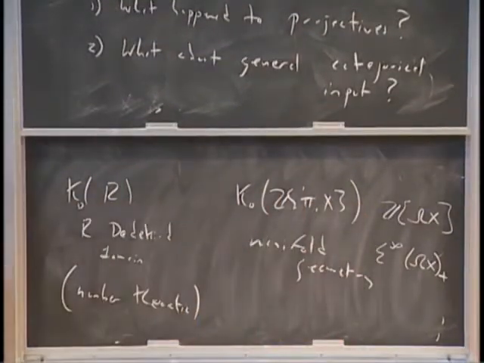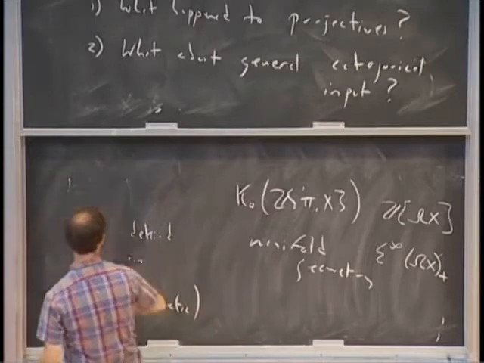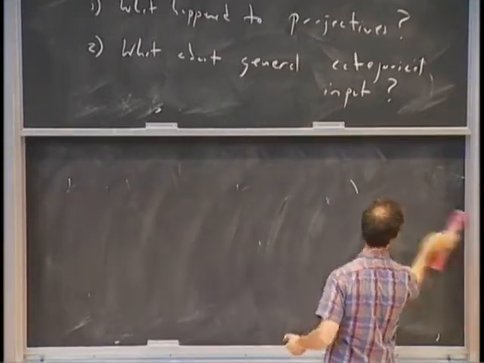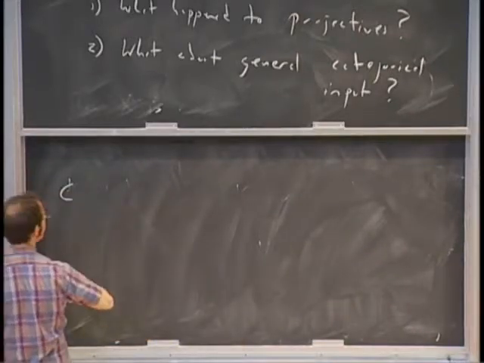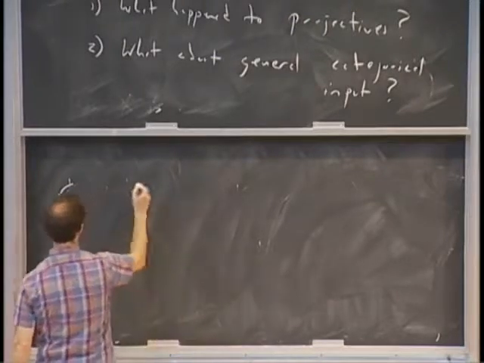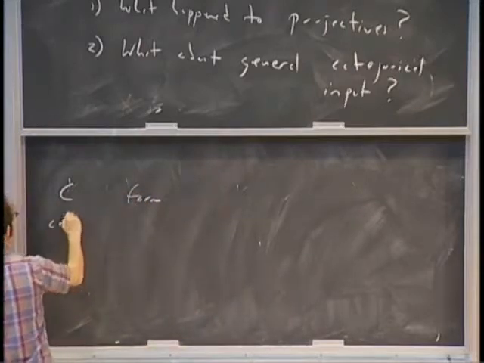So fortunately, we can resolve both of these issues simultaneously. And I'm going to give you another definition now of K1 and explain why it's the same. So what is this other definition? Well, if I have a category C, then I can form, so C, maybe I should say, is a category.